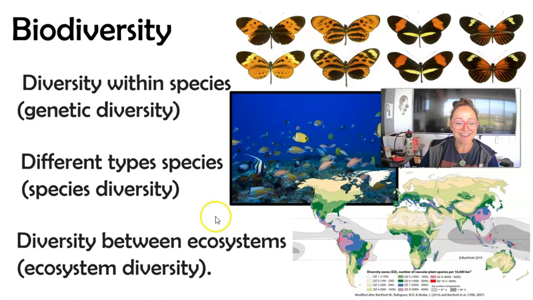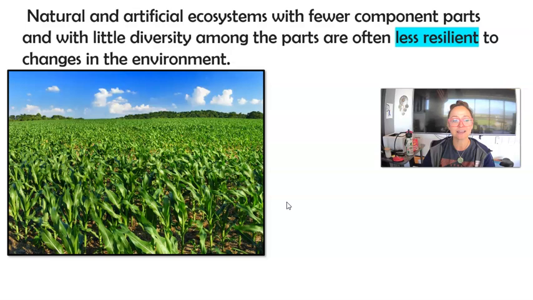Okay, so let's go ahead and talk about this standard here that says natural and artificial ecosystems with fewer component parts and with little diversity among the parts are often less resilient to changes in the environment. Here I have a picture of a cornfield, and that would be an example of an artificial ecosystem. This is what we call a monoculture, where we have just one crop being grown. In this artificial ecosystem, by having just one species of producer, that puts this crop at great risk for an invasive species to come and take over or an introduced disease.